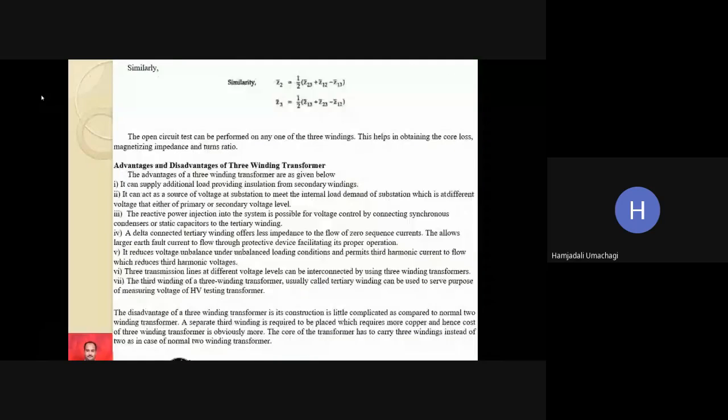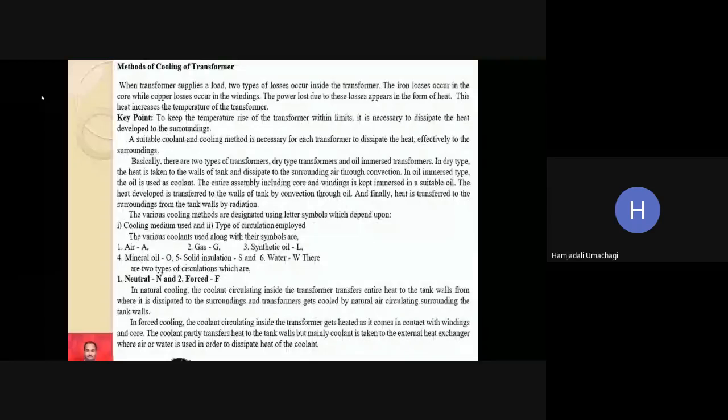Discuss cooling methods. Okay. So now we'll see why cooling is necessary for the transformer and what are the different methods of cooling the transformer. Okay. So now I just want to know why cooling is necessary for a transformer.